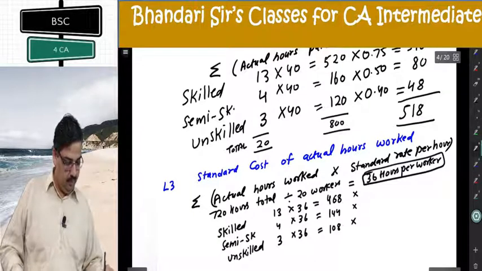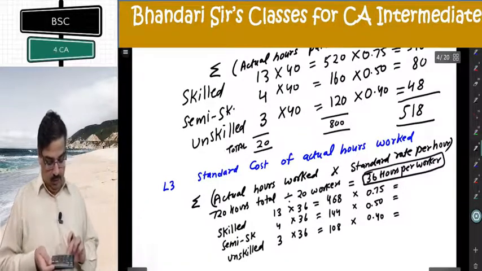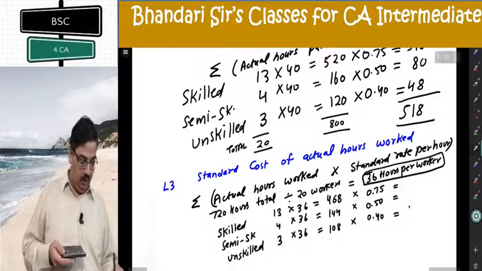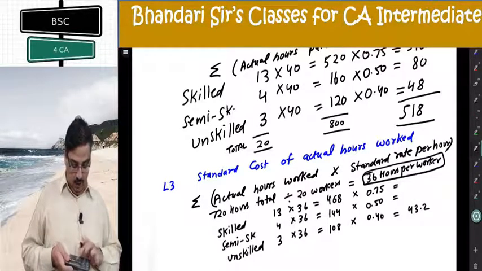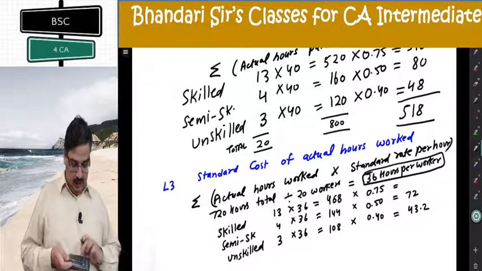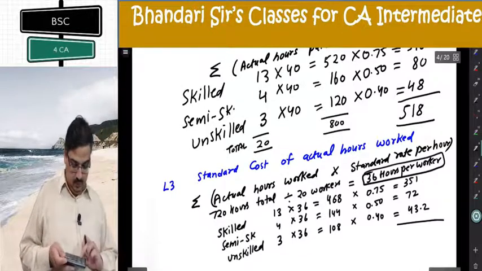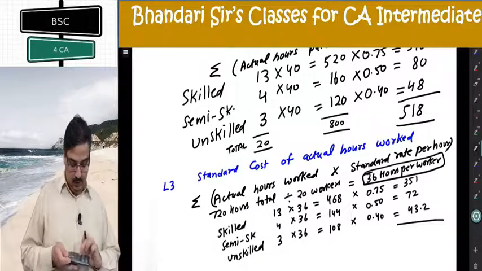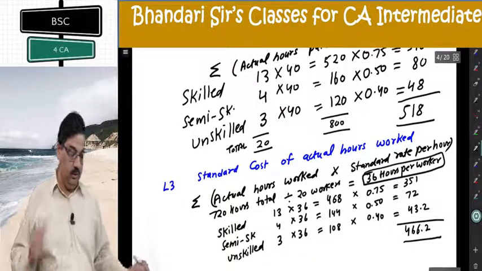$144, $108 multiplied with standard rate: 75 paisa, 50 paisa, 40 paisa. 108 into 0.40 is 43.2. 144 into 0.50 is 72. 468 into 0.75 is 351. Plus 72 plus 43.2, this is 466.2. This is L3.